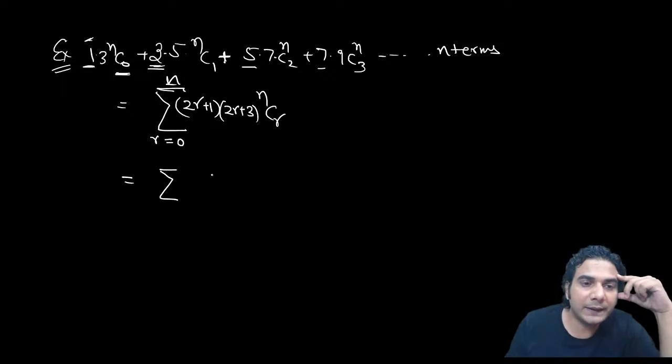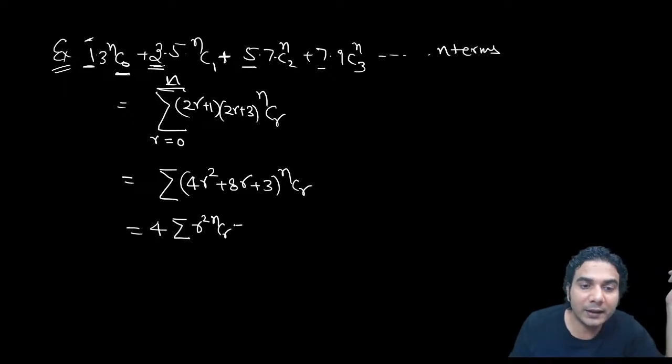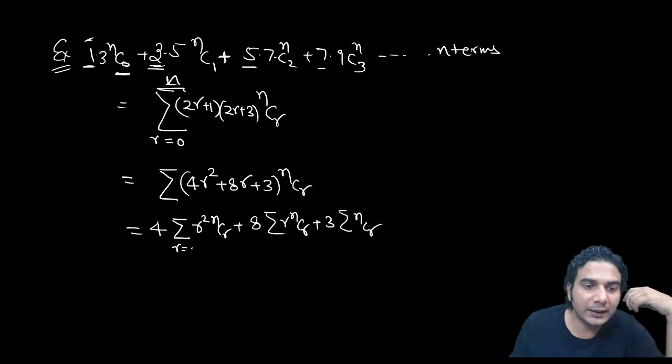Now expand it. After expanding it, you will get 4R square plus 8R plus 3, this is what you're getting, times NCR. Now distribute your sigma, so your first term will be 4 times sigma R square NCR. Then the second term is going to be 8 times sigma R NCR. And the third term is going to be 3 into sigma NCR, all right? So you can use these, R is from 0 to n for each. So no problem, just put the values.